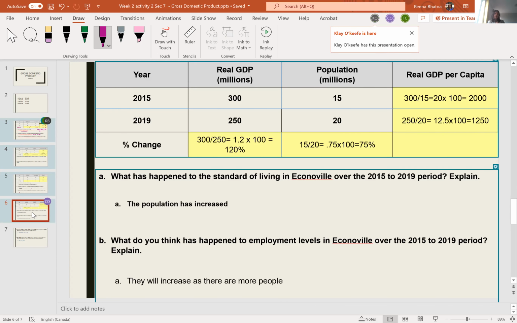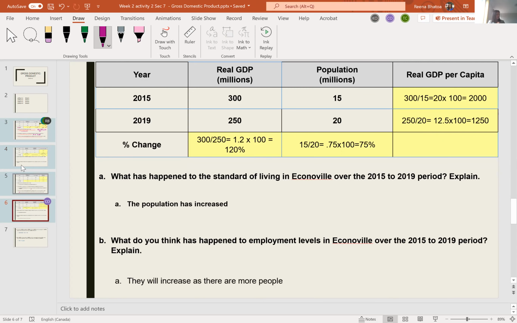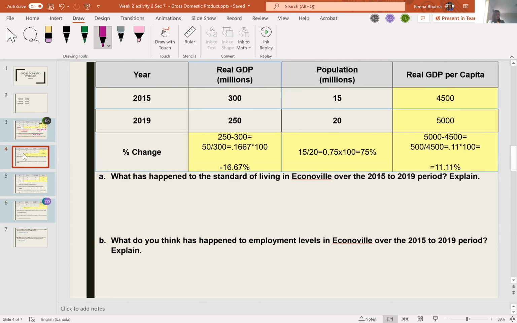So room 2 and room 4 people, let's work with any of them. Okay, so there was a confusion. For real GDP per capita, there was no multiplication with 100, right? So for real GDP per capita, it's real GDP divided by population only. That's it. So nothing in here.